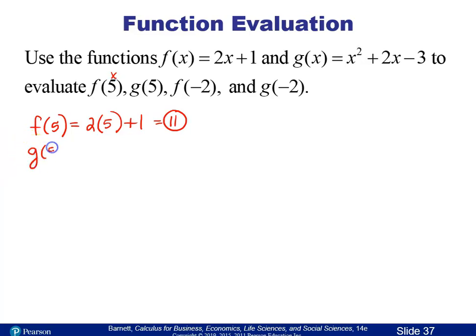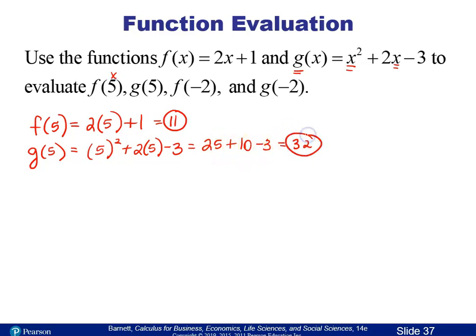All right, g of 5. G of 5 tells me that I'm going to go to the g function and replace all the x's with a 5. So I'll have 5 squared plus 2 times 5 minus 3. So 25 plus 10 minus 3 would be 35 minus 3, which is 32.